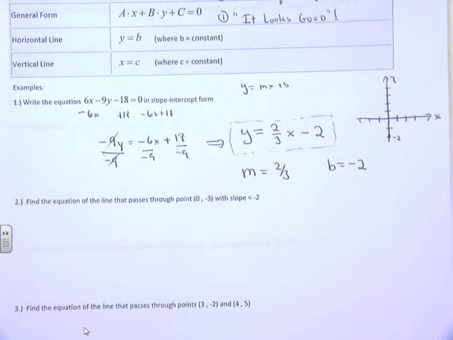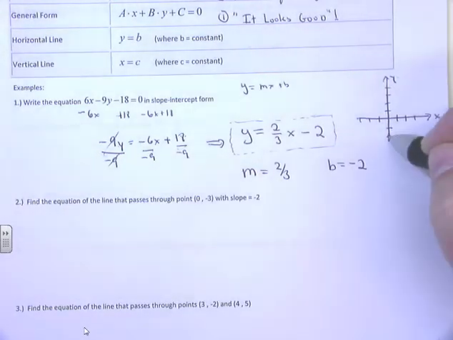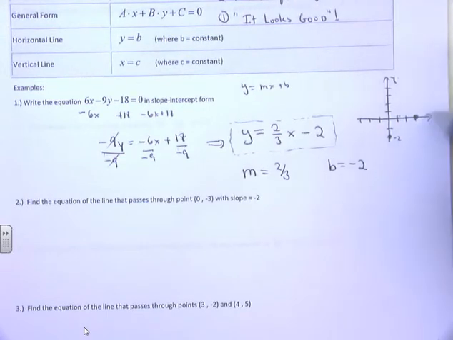2/3. It's positive, so to get the line, you start at your y-intercept because you've got your one point. To get to the next point, I'm going to rise 2 and run 3. 1, 2, 3. And then I'm going to put my dot. Does that make sense?